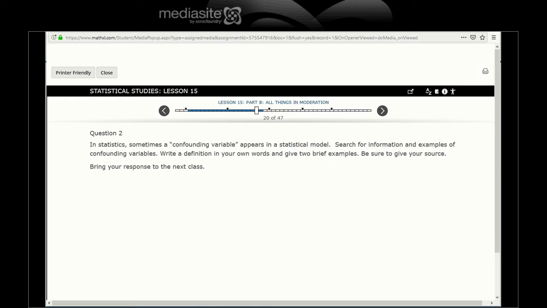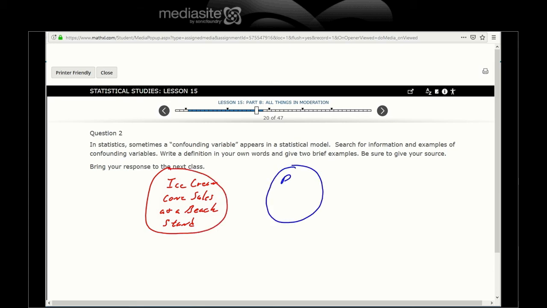Like I said earlier, confounding variable, kind of like those monkey wrench. Here's an example that's given. It's a classic example. Someone did a study on ice cream cone sales at a beach stand. They also looked at drowning deaths, or deaths by drowning.